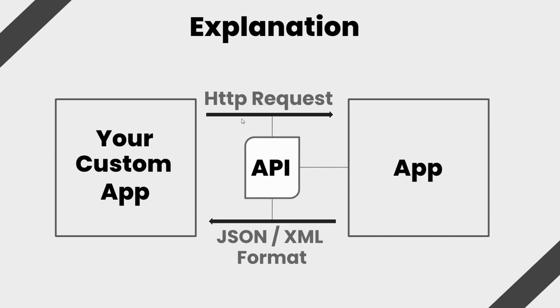So what this does is that our own app would send an HTTP request to the Google Map, and this request will be sent through the API. What this means is that our Google Map is not receiving the request directly. No, the request is actually being received by the API, and then the API that is connected to that app will then go to the app and deliver it.